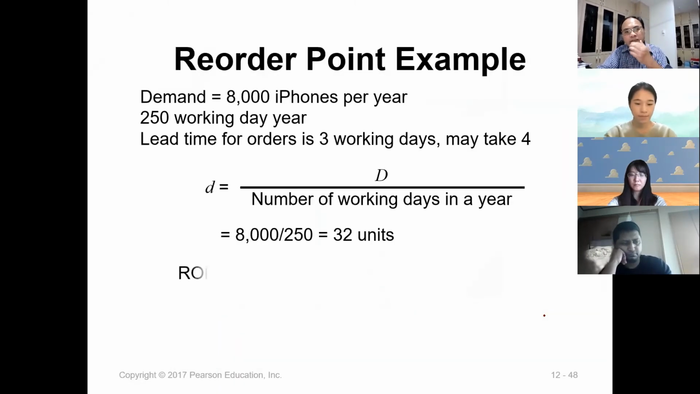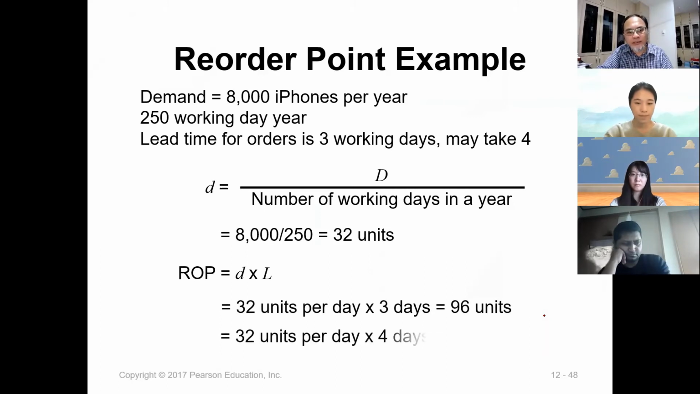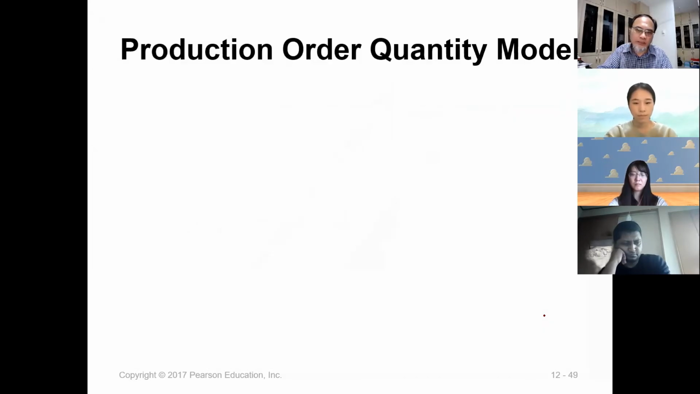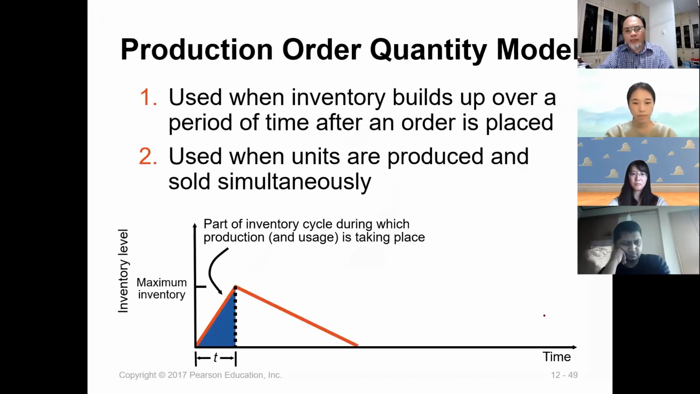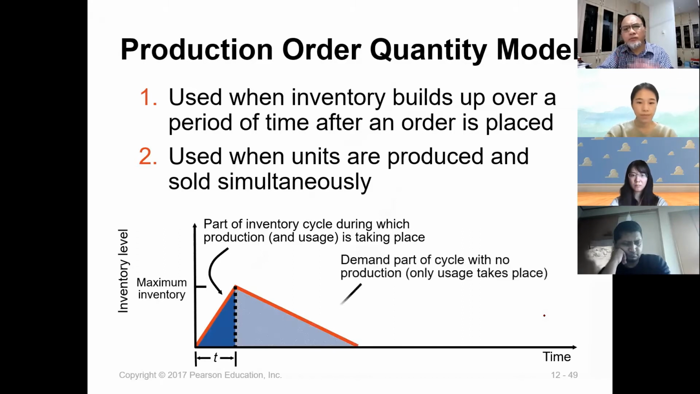So reorder point is given by this formula, and in this example, you get ROP to be 96 units for 3 days lead time. For 4 days lead time, we get 128. I'm not going to show you this in detail. I'm just going to brief you only.